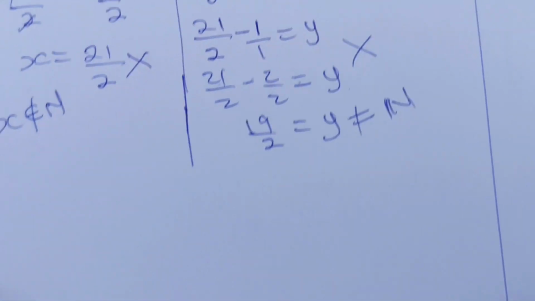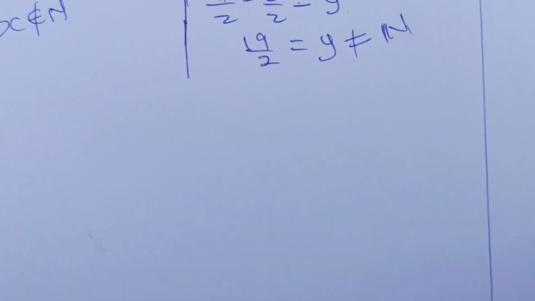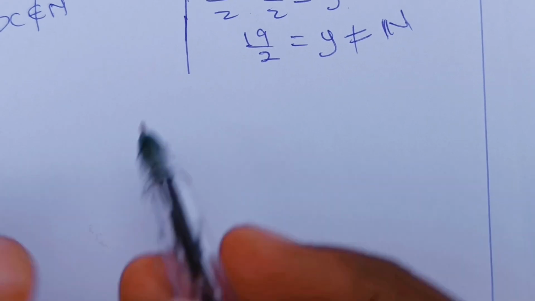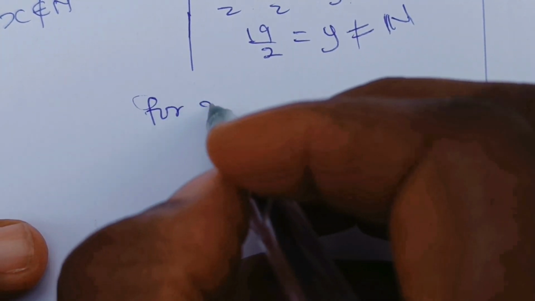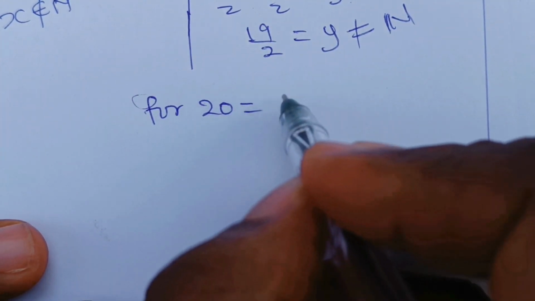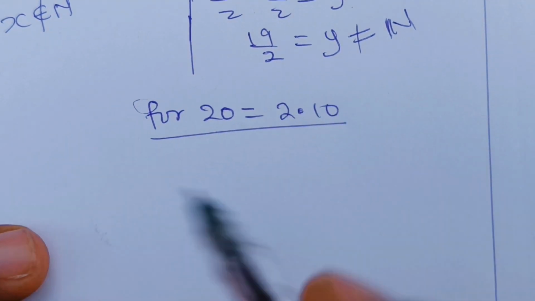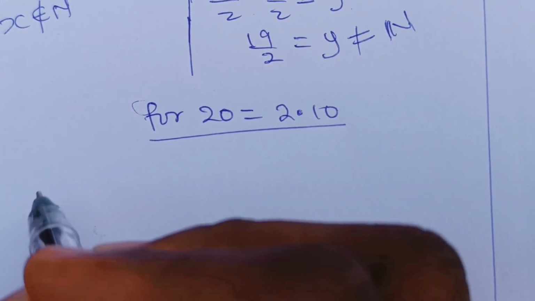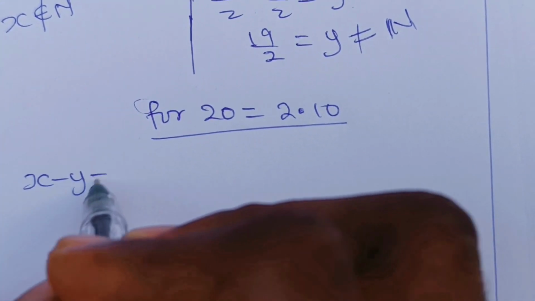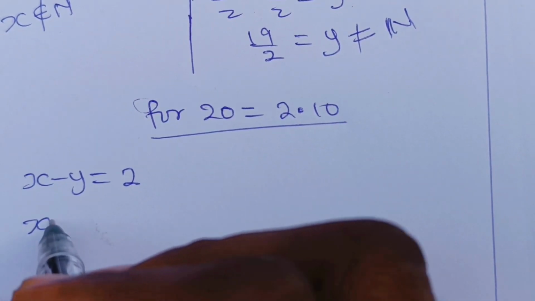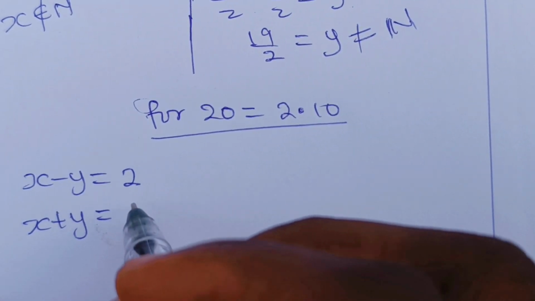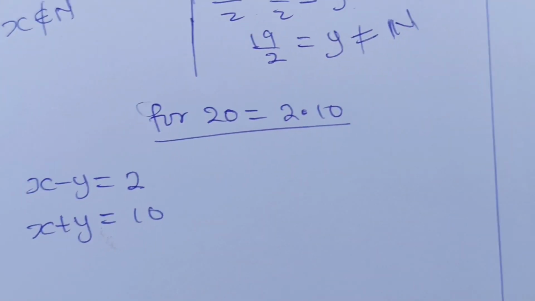Our x and y are not natural numbers, so they are rejected. Now let's check the second. The second value for 20 equals 2 multiplied by 10. Let's check for this. Now we are going to have that x minus y is equal to 2 and x plus y is equal to 10. Okay, now let's solve.